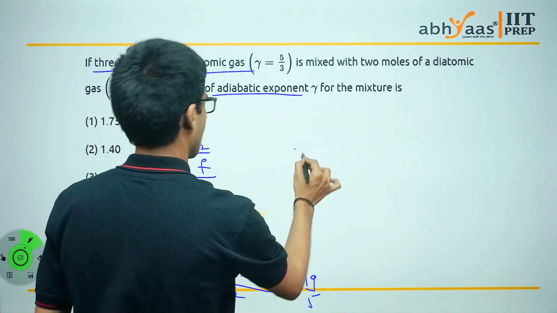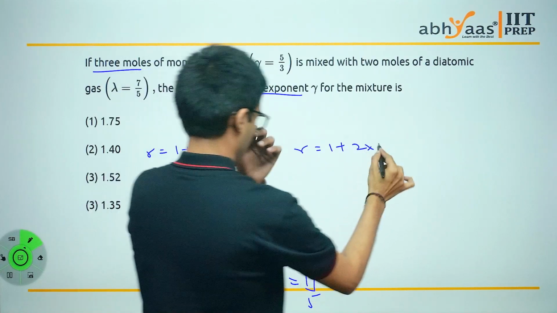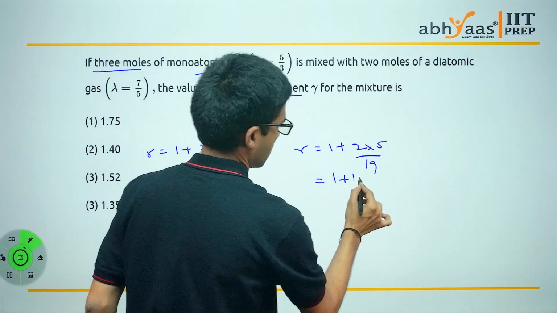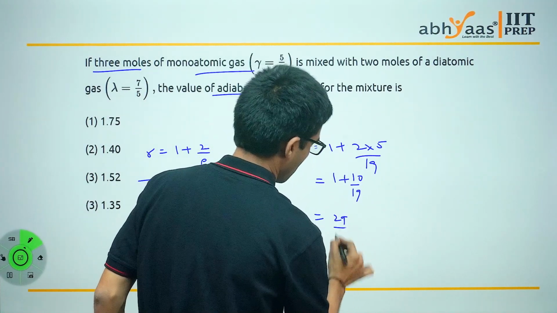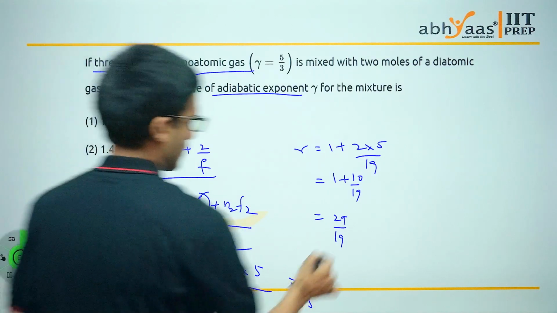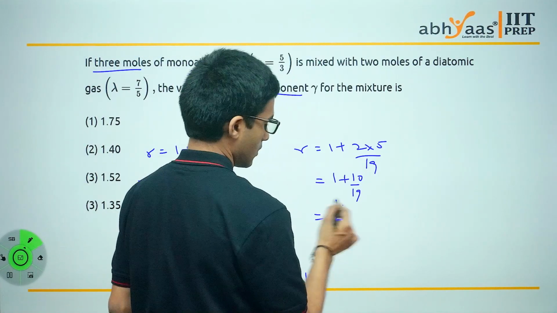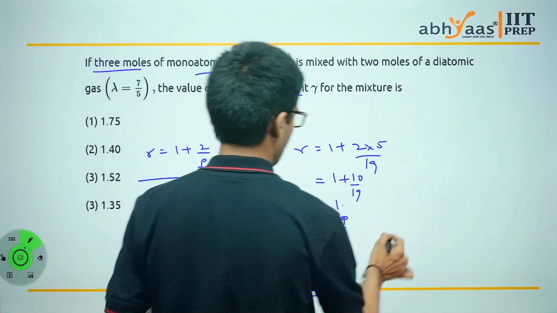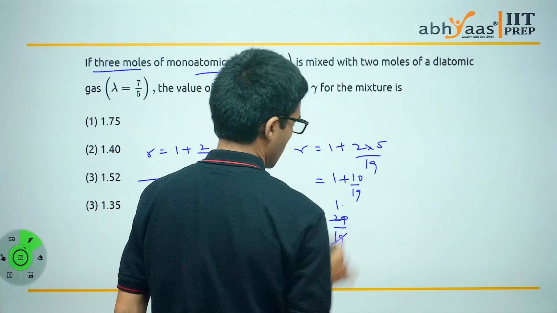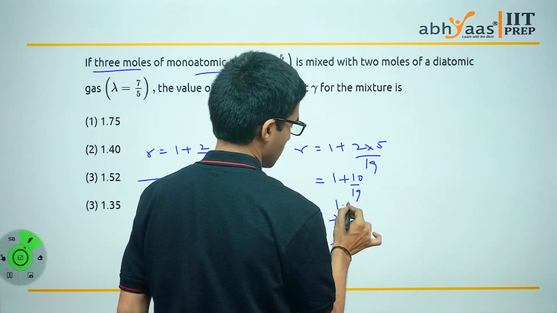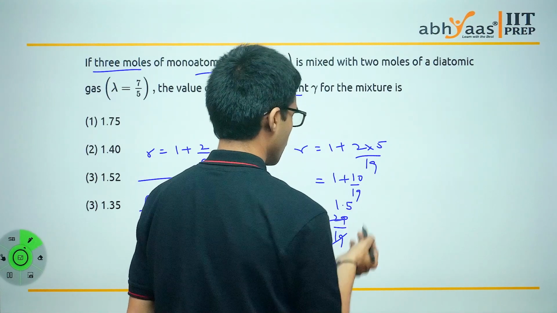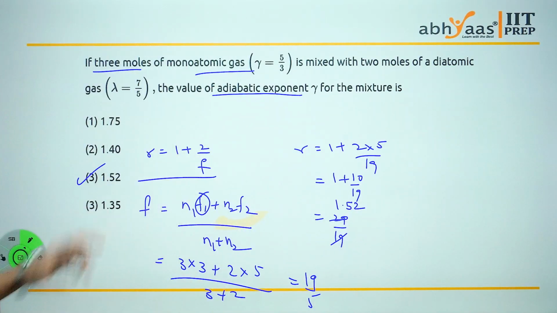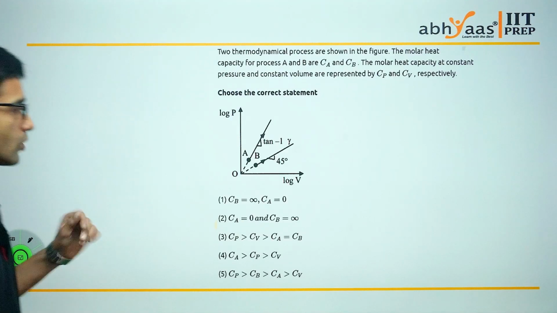Next, gamma is equal to 1 plus 2 into 5 by 19. So if you substitute F in this, you will get 1 plus 10 by 19, that is 29 by 19. Calculate: 19 ones are 19, then 10, 10 will be there. Point means 100. 19 fives are 95. Next 50 will be there. 19 twos are 38. 1.52. This is the answer. Simple calculation, so directly you got it.